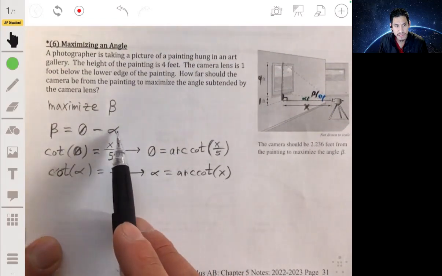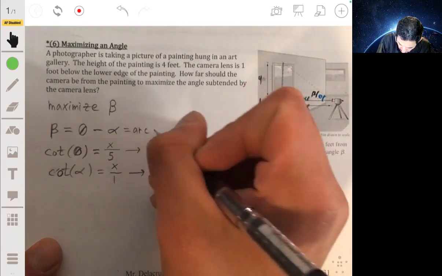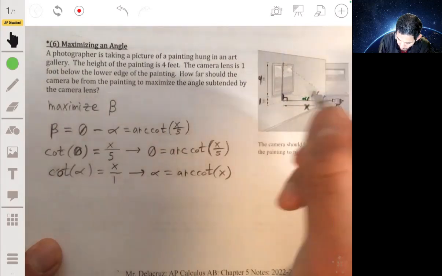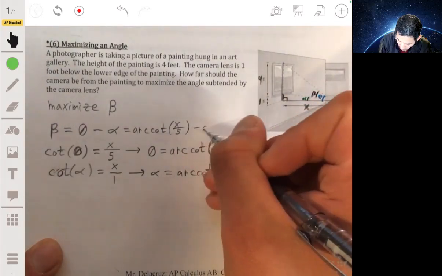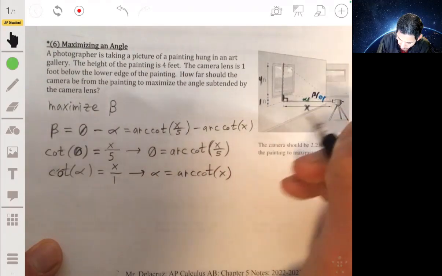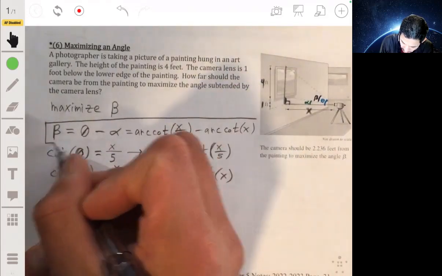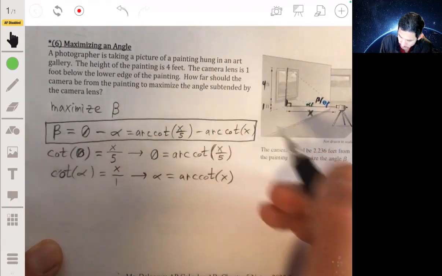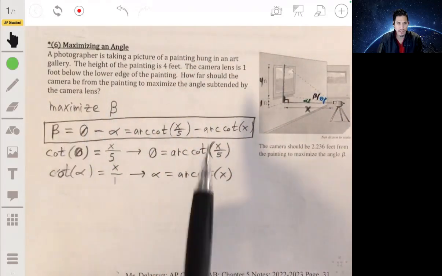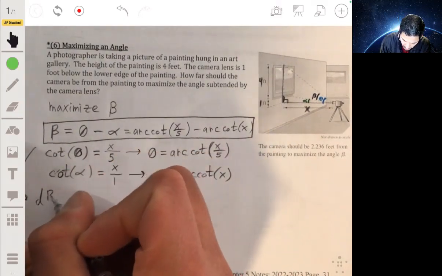Then we can just set this equation equal to the arc cotangent of X over 5 minus the arc cotangent of x. This will be our equation for beta in terms of x. So then we're going to now differentiate beta with respect to x. So we want to find d beta dx.